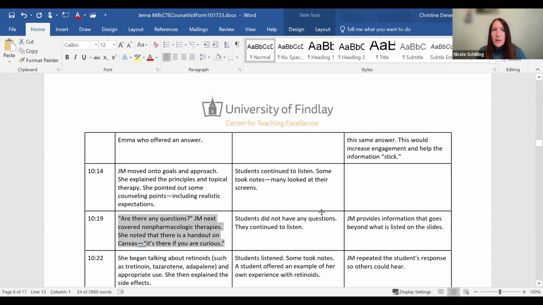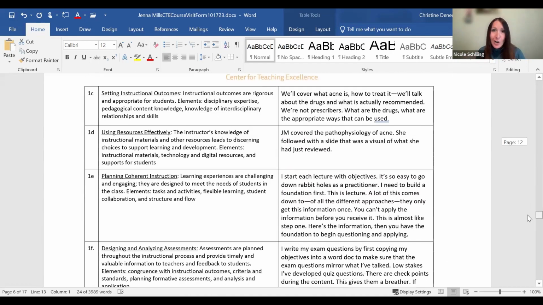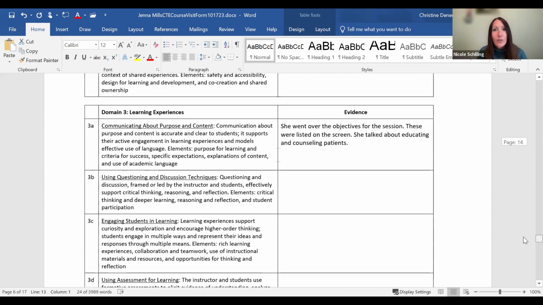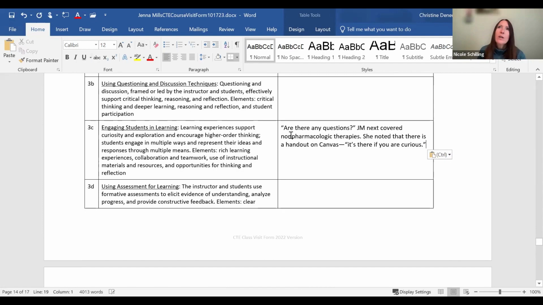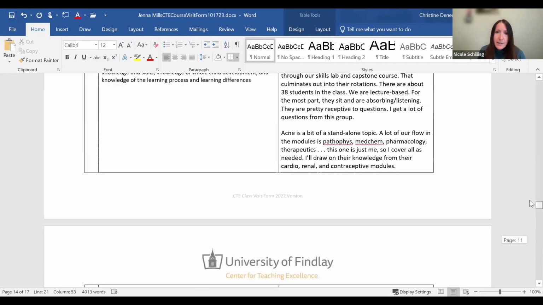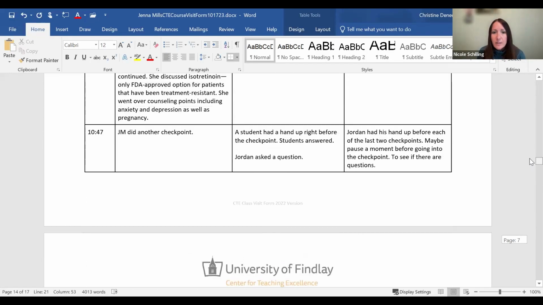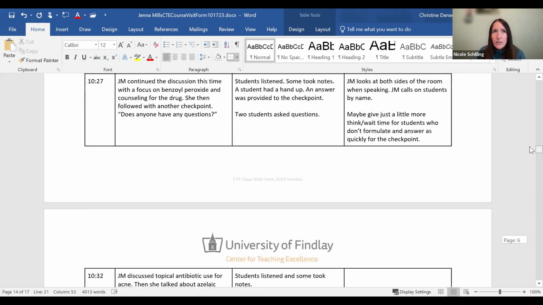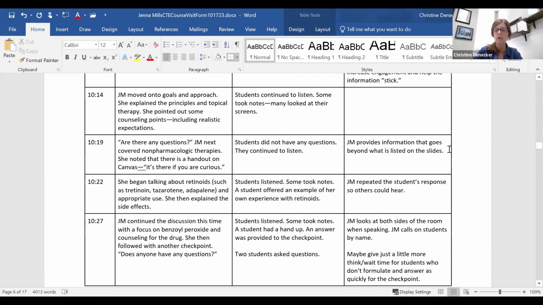One of my recommendations here, and someone shared this with me once about my own teaching, would be that instead of asking, are there any questions, ask, what questions do you have? That's an opportunity to frame it, because I think it said the students didn't have any questions or didn't respond. If you ask, what questions do you have, and then give wait time, it's not a yes or no. Yeah, I like that a lot. I'm actually going to add that here and share that with Jenna.